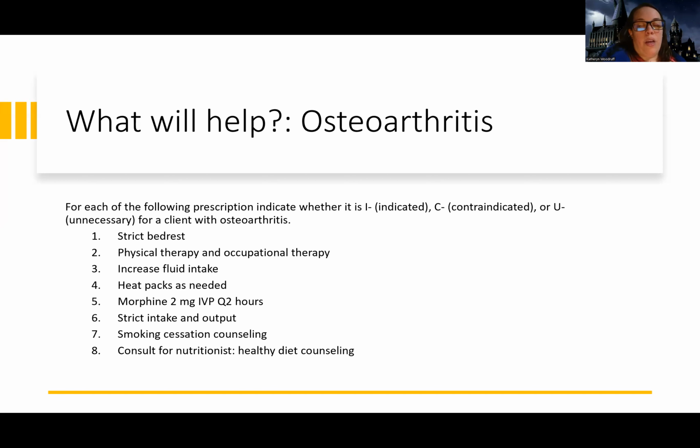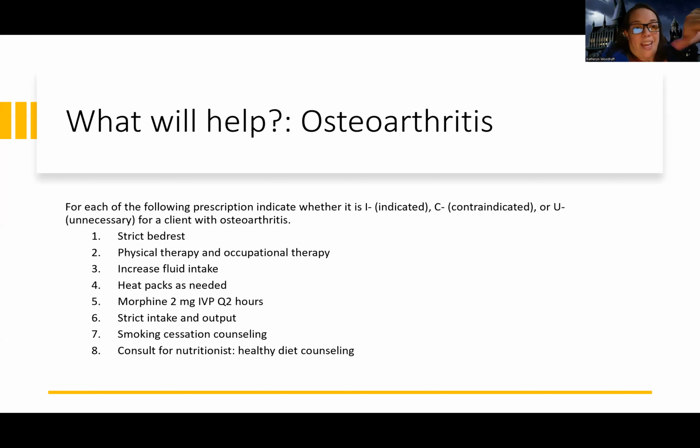Strict intake and output. Well, this is more of a joint mobility issue. It's not like the spinal issues where they can have bowel and bladder complications. It's usually the weight-bearing joints like the hips and the knees. So keeping a close eye on their strict I's and O's is really unnecessary. It's not going to hurt if you do it, but there's nothing about that information that's going to tell me something that I'm going to need to do to change their care.